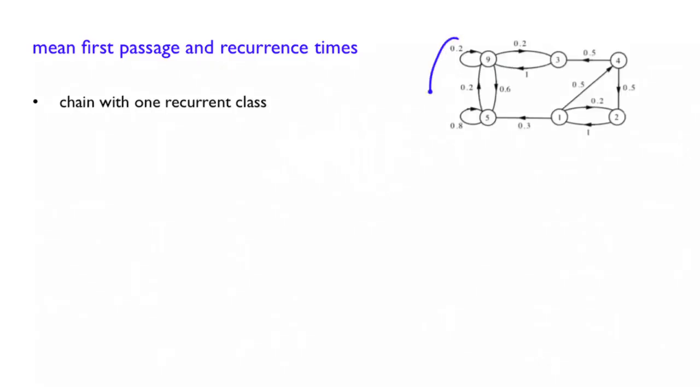In this video, we continue our exploration of quantities of interest associated with the short-term behavior of Markov chains. This time, we suppose that we have a Markov chain composed of a single recurrent class, such as this one. Here we have our recurrent class, and these are transient states.